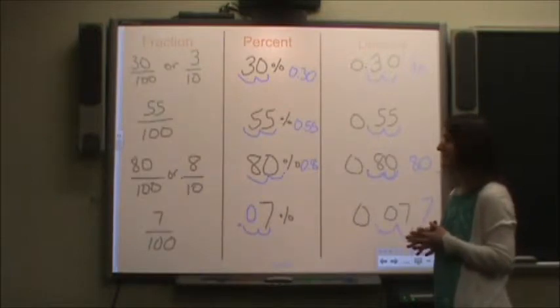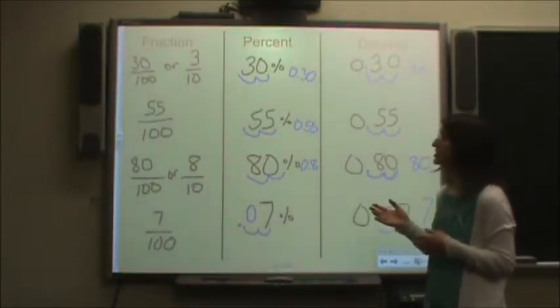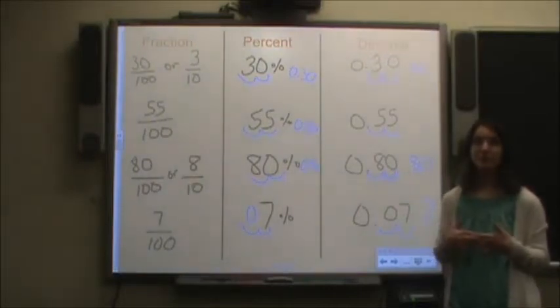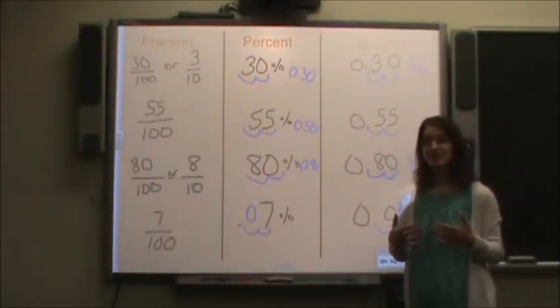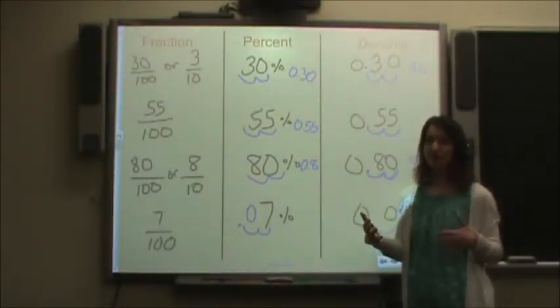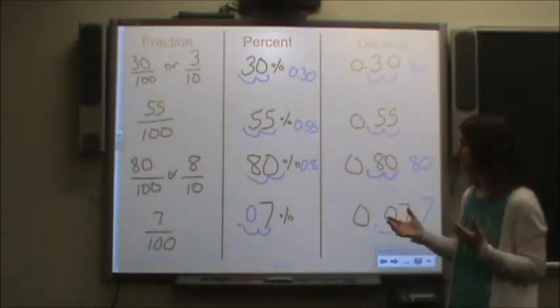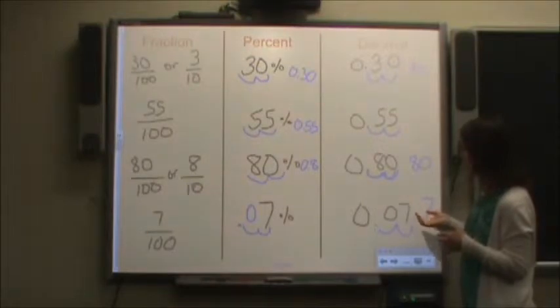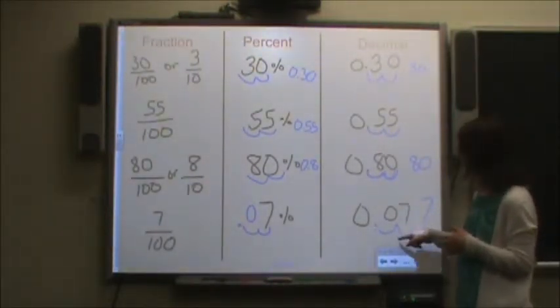It can be pretty easy to see the relationship between fractions and percents, but it can be a little bit trickier when we add decimals into the mix. But if you remember when we talked about decimals, decimals are always out of 100 or out of 10 or out of some derivative of that. So basically, because this is the hundredths place, we're saying 7 out of 100.